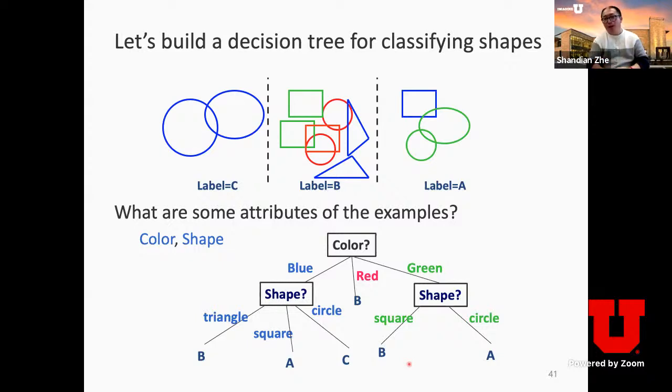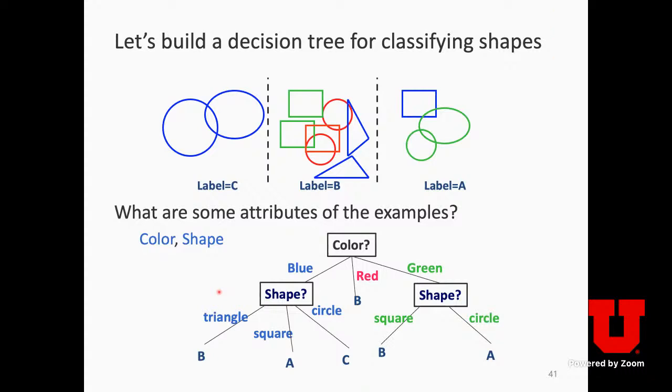So the next question is, given this tree, how can we do the classification? If you are given a new shape, can we use this tree to make the prediction or give the label of this new shape? How can I do that? Any idea? So I guess you could start at the top of the tree and simply work your way down in log n time. Yes, exactly.